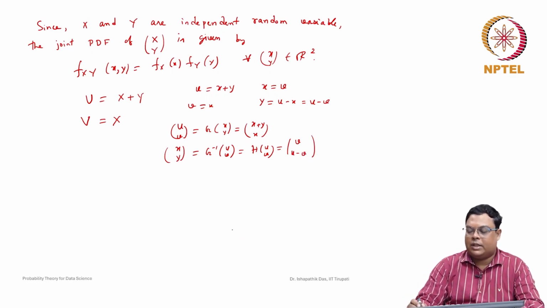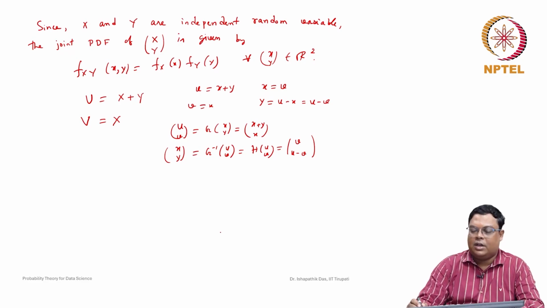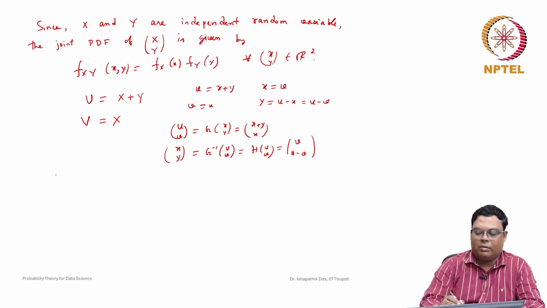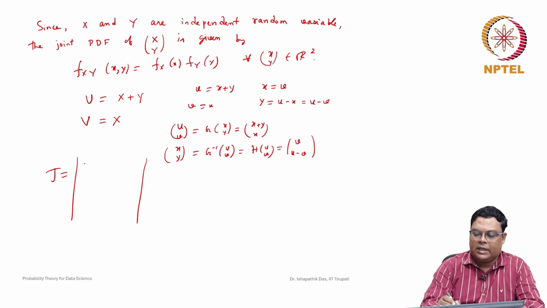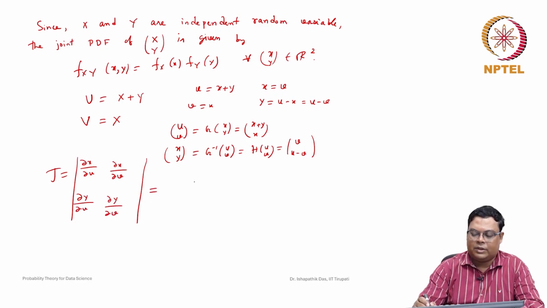Because for this transformation the inverse exists, now we have to check the Jacobian. So what will be the Jacobian? The Jacobian is given by definition. This is the determinant, which we write by J, of the matrix with entries del x del u, del x del v, del y del u, del y del v. So then for this transformation, what will be those values?